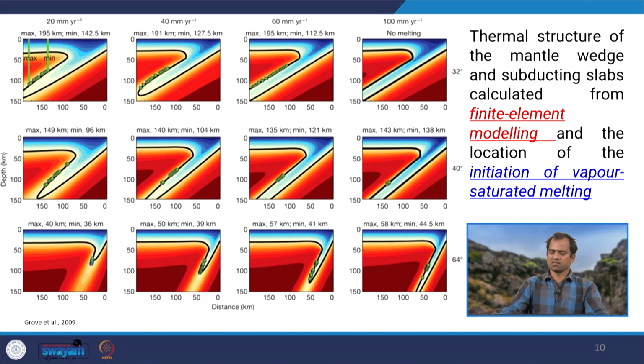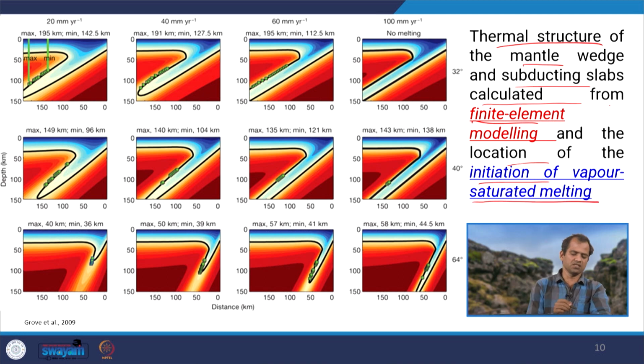Now, this is a simulation of the thermal structure of the mantle wedge and the subducting slab, calculated from finite element modeling, and the location of the initiation of vapor saturated melting, that is the partial melting taking place. If you see here, one set is 20 millimeter per year subduction, this is 40 millimeter per year, 60 mm per year, and 100 mm per year. Similarly, the angle of subduction is also varying here. This is a shallow angle, and the angle of subduction varies.